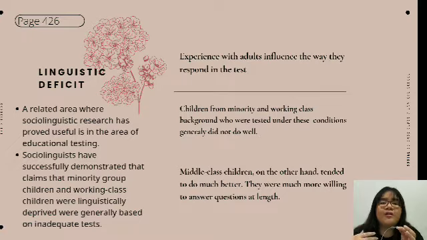Children from the minority and working class did not do really well in this test under these conditions. They responded monosyllabically, saying as little as possible and escaping with relief after it was all over. Middle class children, on the other hand, tended to do much better. They were much more willing to answer the questions at length.